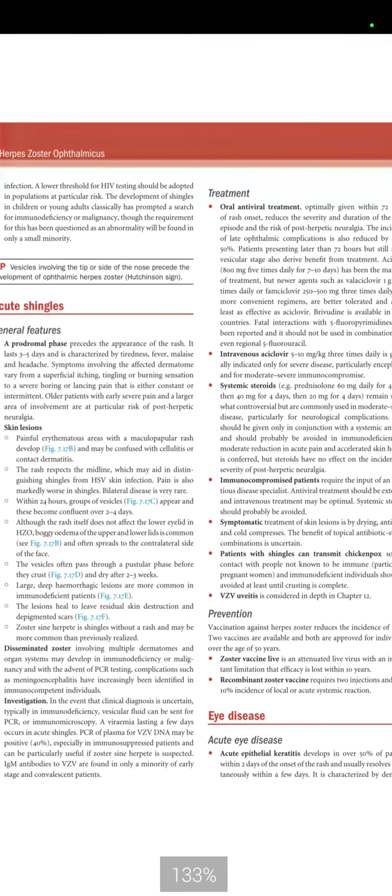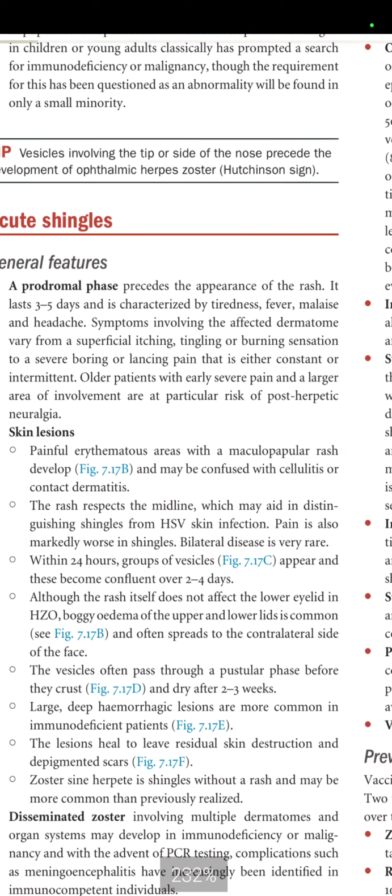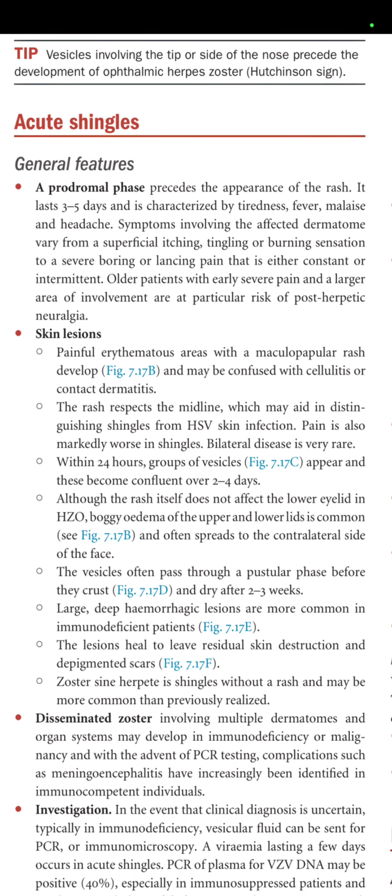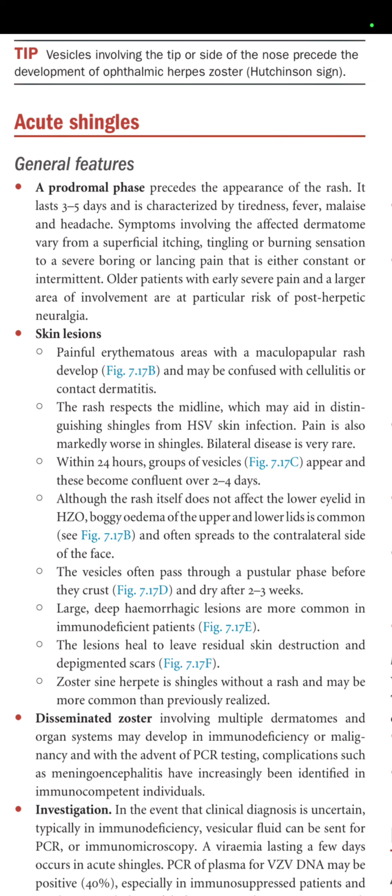Now, acute shingles. What is acute shingles? So, the clinical features. A prodromal phase is a phase in which there are no signs and symptoms, but the patient is usually affected. The prodromal phase precedes the appearance of the rash. So basically, before the appearance of the rash, it is called the prodromal phase. It lasts 3 to 5 days and is characterized by tiredness, fever, malaise, and headache.